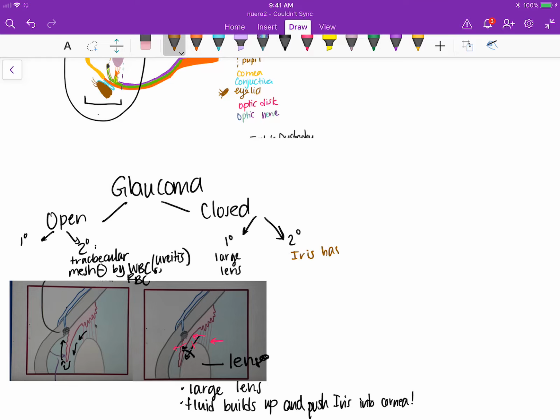So either the iris has vasoproliferation, hypoxia due to diabetes, or some kind of occlusion, and has vasoproliferation, and the angle is contracted. So the angle is shortened.